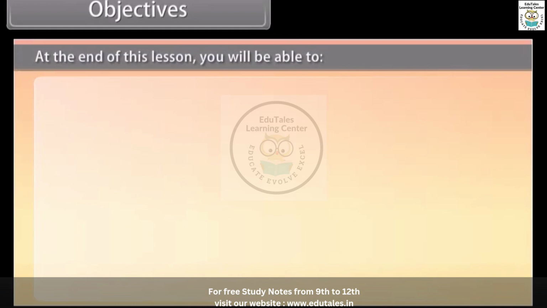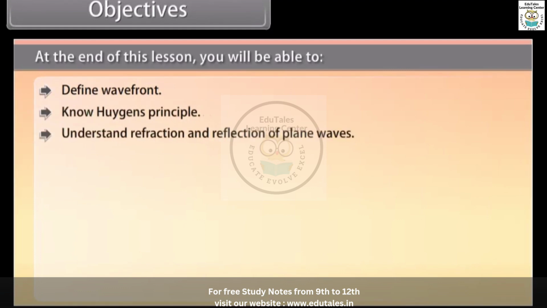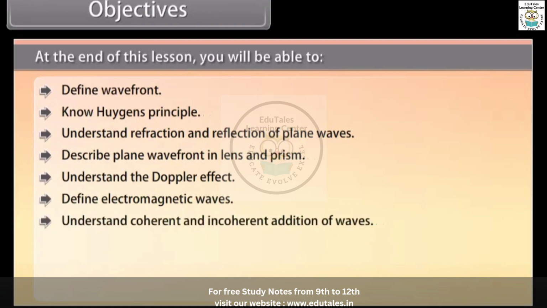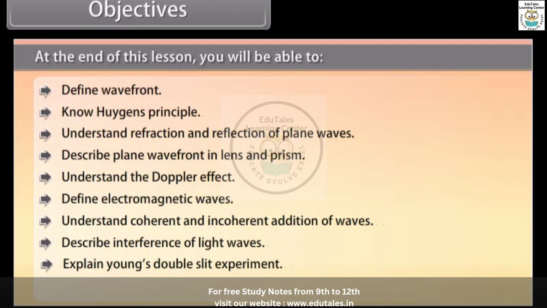At the end of this lesson, you will be able to define wavefront, know Huygens Principle, understand refraction and reflection of plane waves, describe plane wavefront in lens and prism, understand the Doppler effect, define electromagnetic waves, understand coherent and incoherent addition of waves, describe interference of light waves, explain Young's double slit experiment, explain conditions for sustained interference.